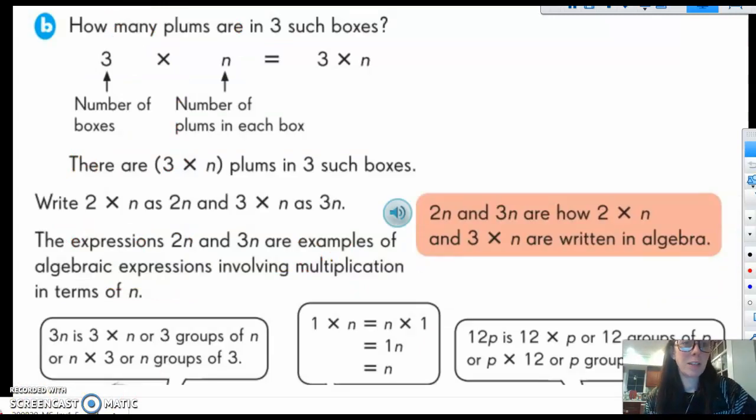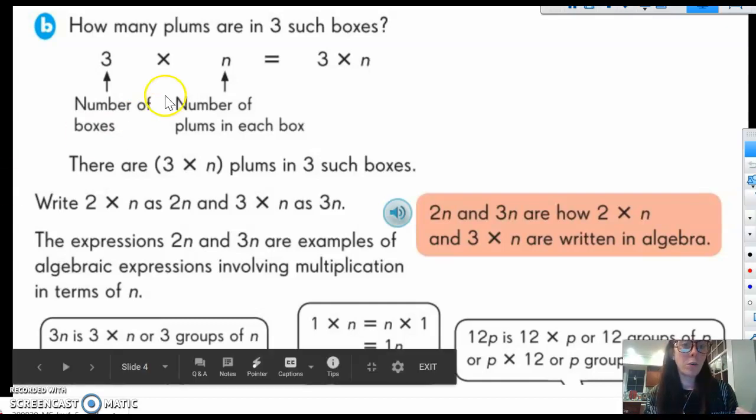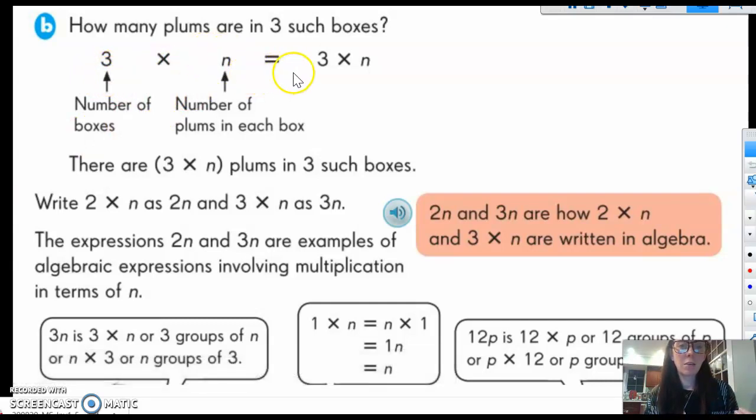Okay, so if we look at this slide right here, this is basically just showing us what I was just explaining, showing us multiple different ways to show multiplication in an algebraic expression. So I can write out the whole expression like we see right here and do 3 times n, okay, and show that like we see right here.